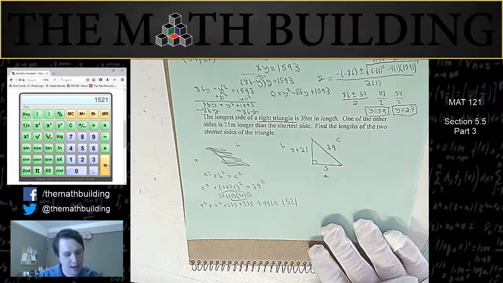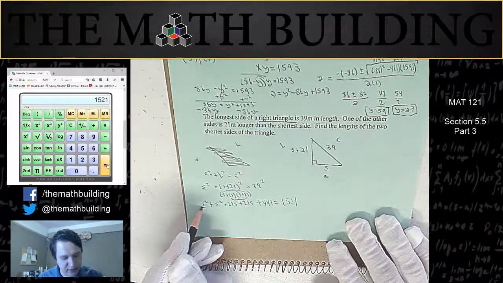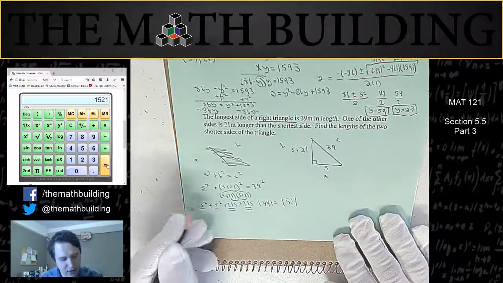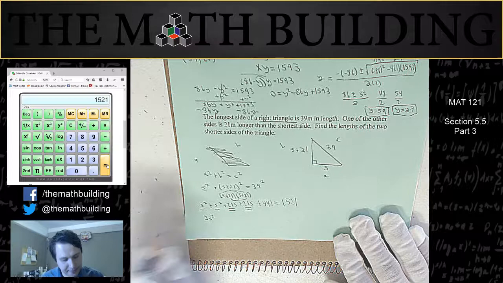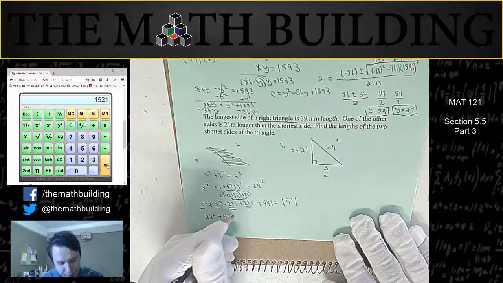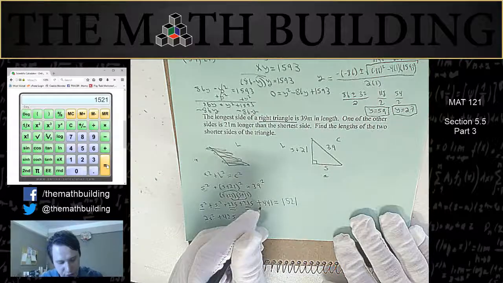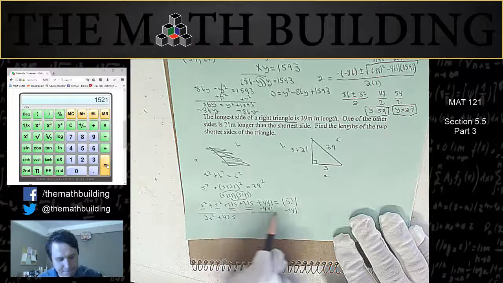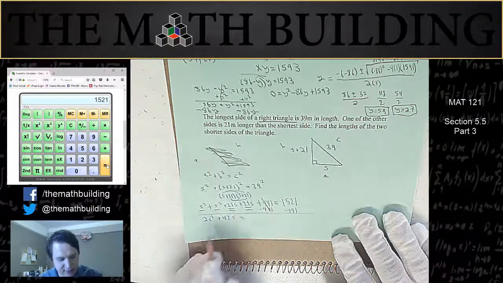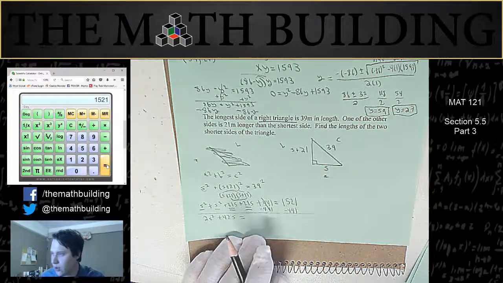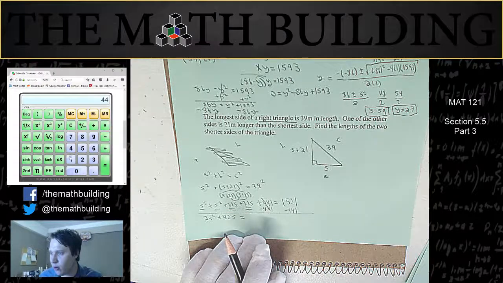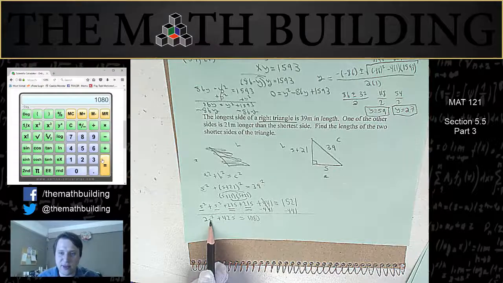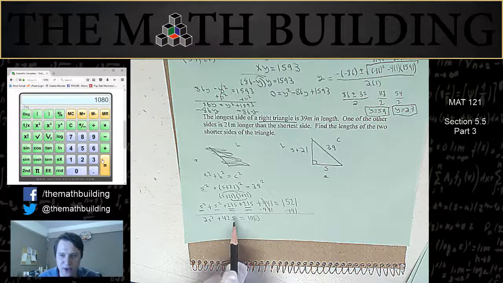I'm going to do several steps at once here. Let's combine our s squareds. We can also combine our 21s. So that'll give me 2s squared plus 42s. And let's go ahead and move the 441 over, so minus 441 minus 441. So that cancels. And so 2s squared plus 42s is equal to 1521 minus 441, which equals 1080. So you can see that this looks like a quadratic. 2s squared plus 42s equals 1080.